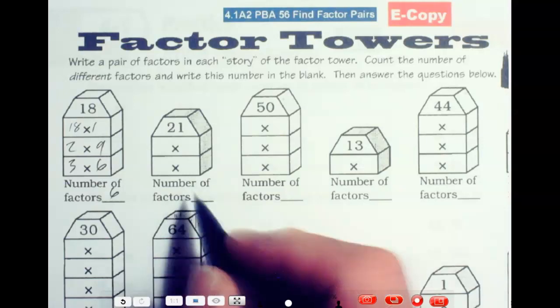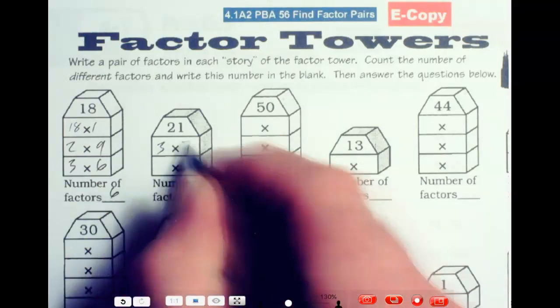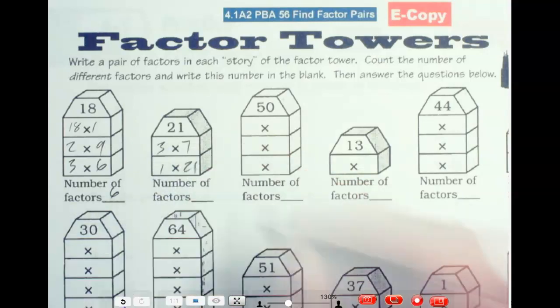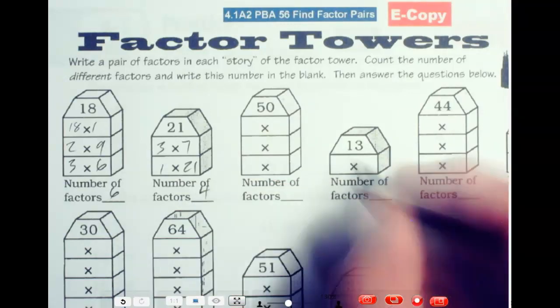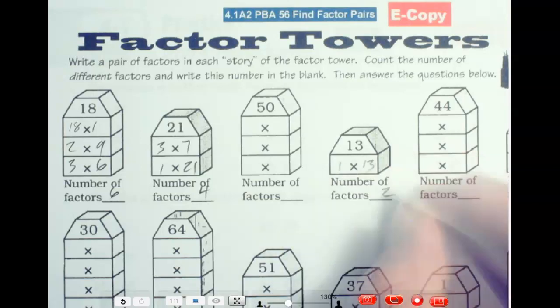Next one, 21. Well, we could have 3 times 7, or we could have 1 times 21. Total factors there are 4. And so you work your way on through these like this. Here's 13. It's kind of a weird one because it's prime, so it could just be 1 times 13, which is 2.